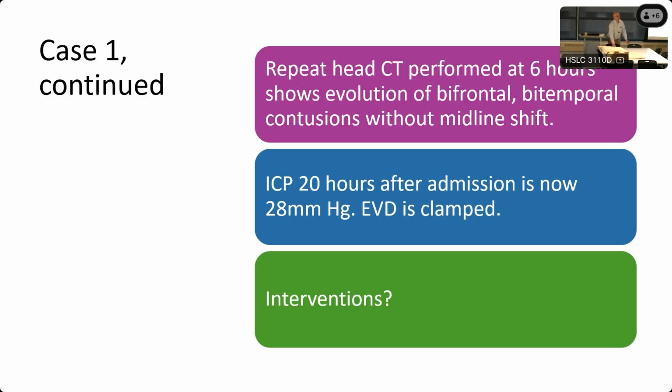I'm asking the juniors, and you're the in-house resident. Say the nurse calls you, ICP is 28, what do you want me to do? What are you gonna tell them? If they're not already doing the ICP interventions, make sure the head of bed is elevated. What do you have control over? Open up the EVD, drain some.